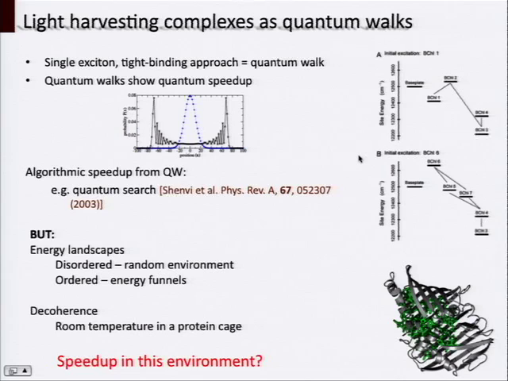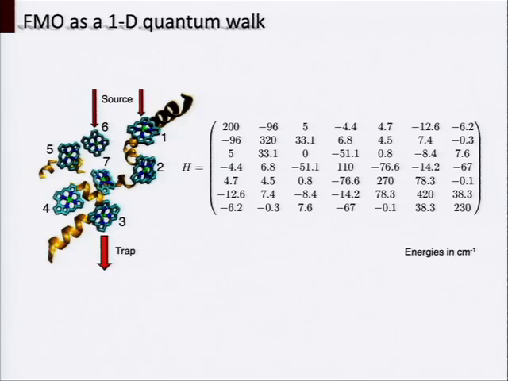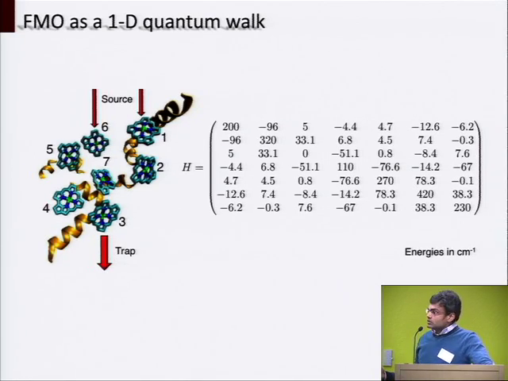There's disorder in the system. There's also decoherence in the system, which we've talked about extensively. So can you really have speed up in this environment? Can you really have this kind of quadratic speed up over propagation in this environment? And to look at this, what we did was actually look at the FMO complex and map it to a 1D quantum walk, since we know the properties of the 1D quantum walk very well.